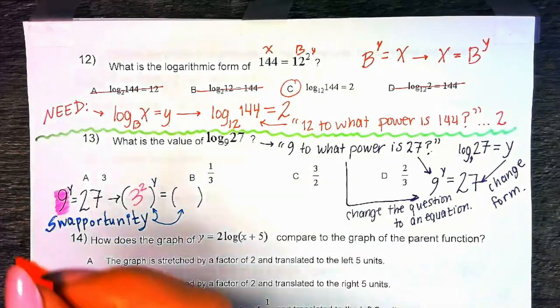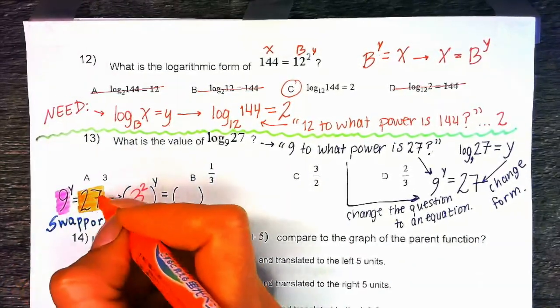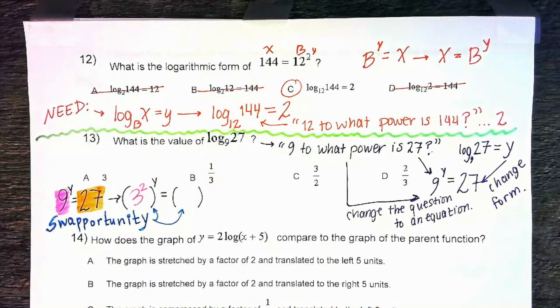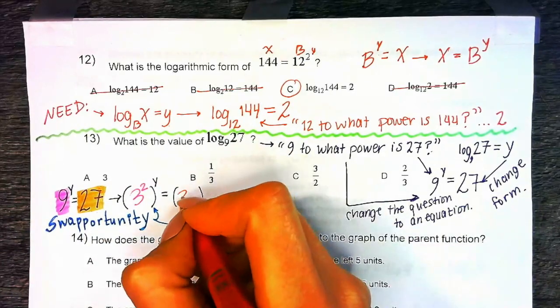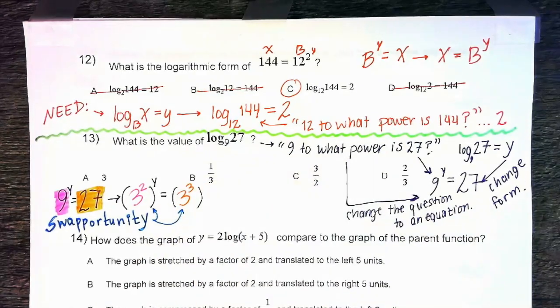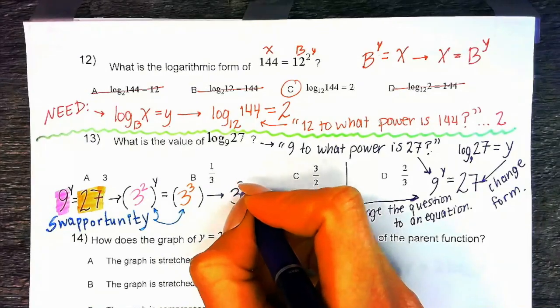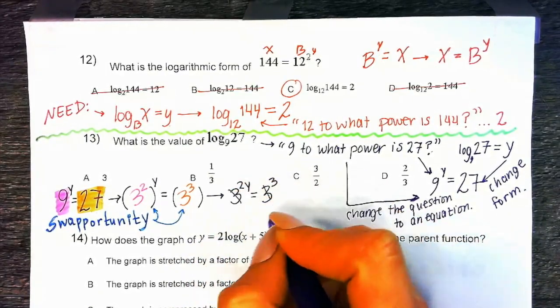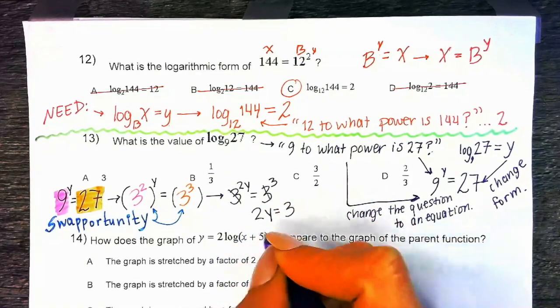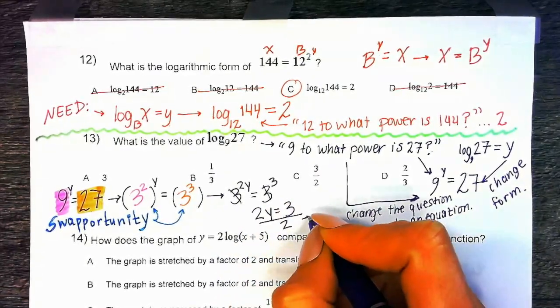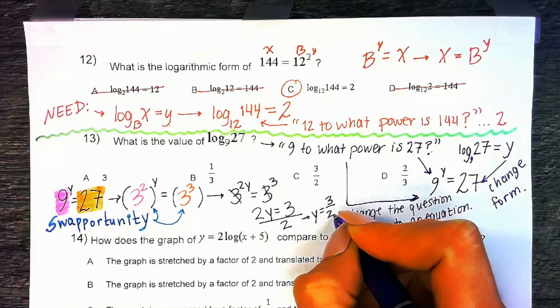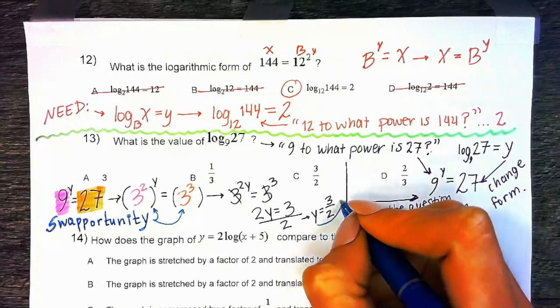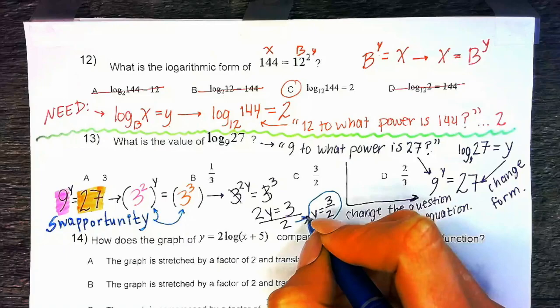We then have 3 to the 2y equals 3 to the third, and then we use the one-to-one property, set 2y equal to 3, divide both sides by 2, and get that y, or log base 9 of 27, equals 3 over 2. 3 over 2 is the decimal 1.5, but we're going to leave our answer as a fraction. Rational exponents are more frequently used than decimals.